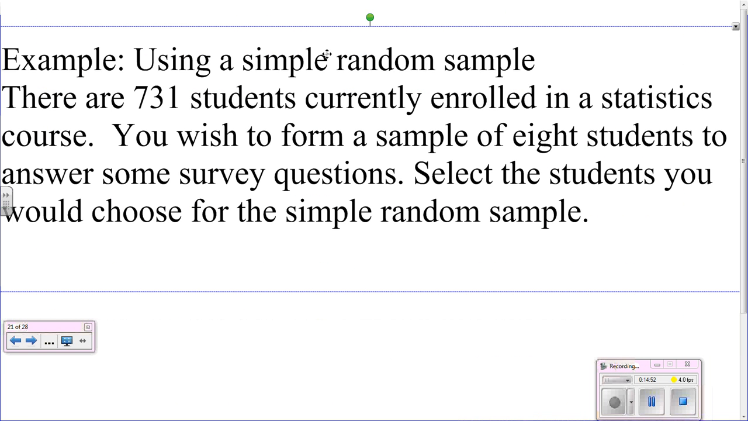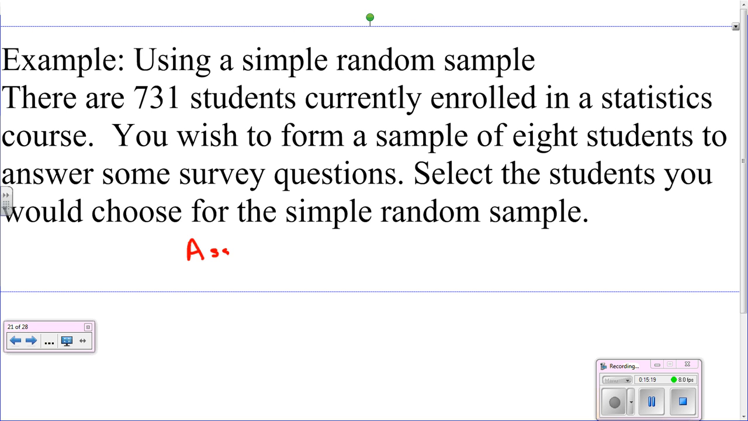Using a simple random sample, there are 731 students currently enrolled in a statistics course. You wish to form a sample of 8 students to answer some survey questions. Select the students you would choose for the simple random sample. So now we're going to go through the process of using a random number table in order to select the students. There are a couple of different ways you can do this, but it always starts the same.